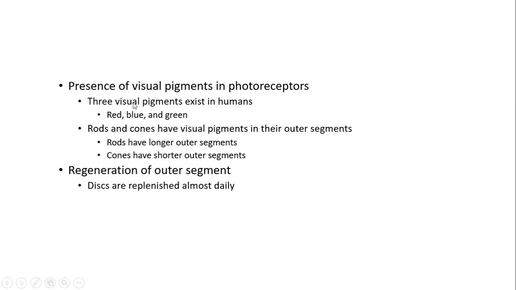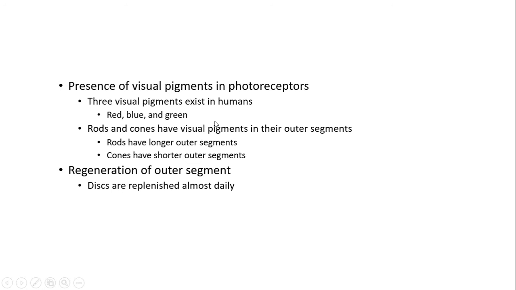Alright, so presence of visual pigments in photoreceptors. This says we have 3 visual pigments that exist in humans. Really we have 4. I think what they're saying here is the visual pigments for the higher wavelengths of light that the cones are responsible for. The cones basically have these 3 visual pigments themselves: a visual pigment for red, for blue, and for green. When we look at the rods, they have another visual pigment that absorbs at much lower wavelengths, but there really are 4 distinct types: 3 for the cones, and then 1 for the rods.